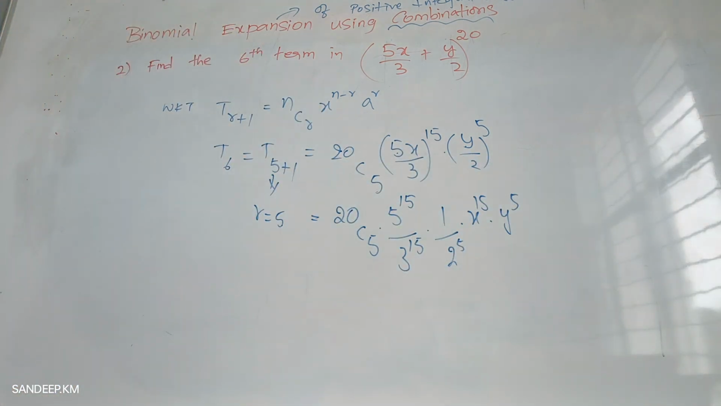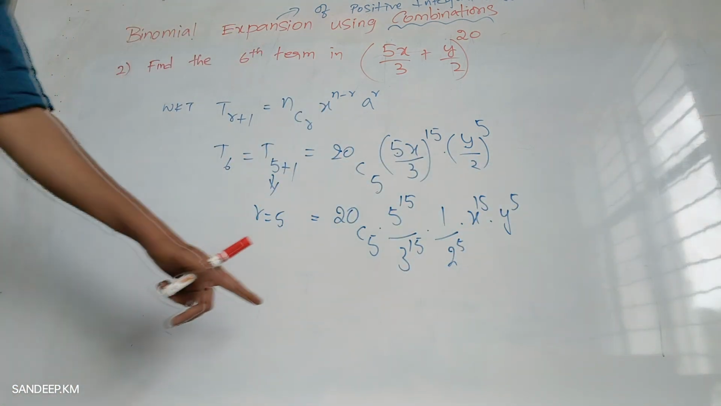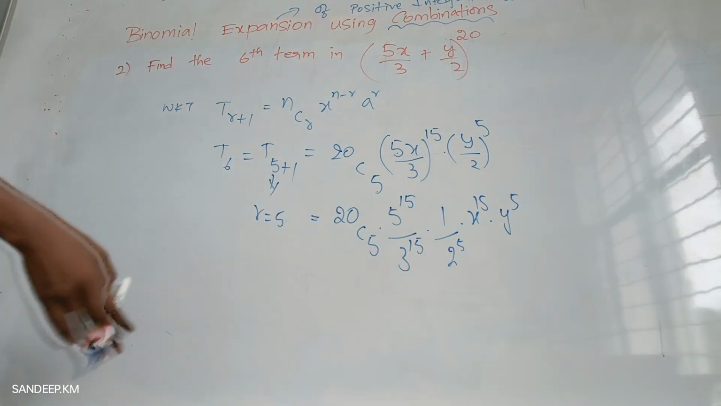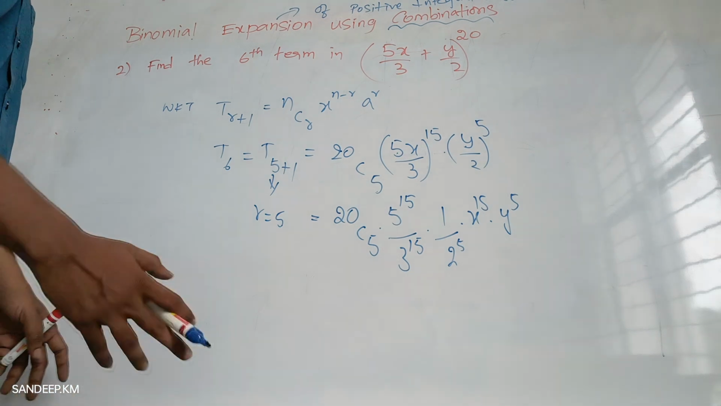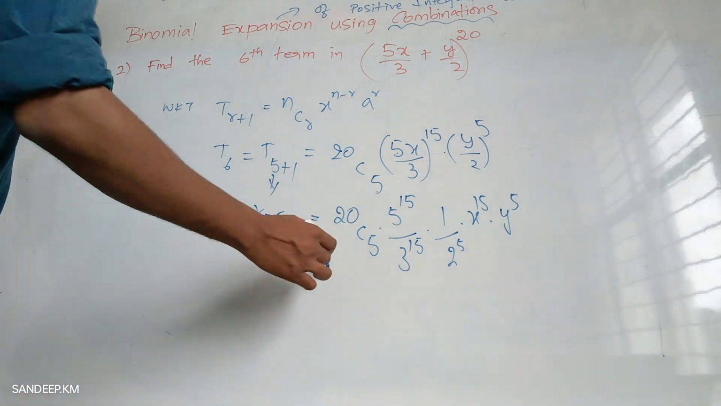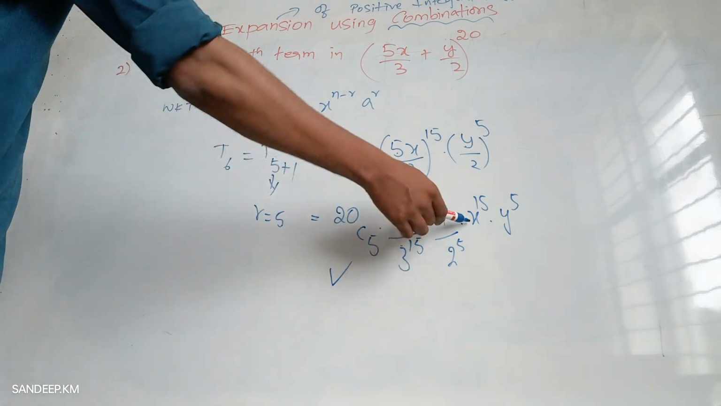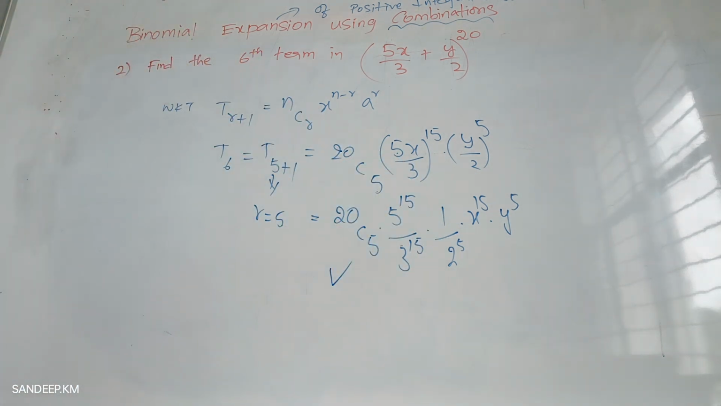So they will not expect us to simplify it. If you want, you can write 2 power 5 as 32, but it's okay. Or sometimes the same answer will be in different form. So depending on the options, you can choose it. So this is the sixth term. Therefore the sixth term is 20C5 into this number into that. So here is the sixth term.